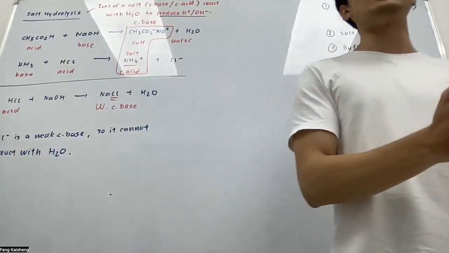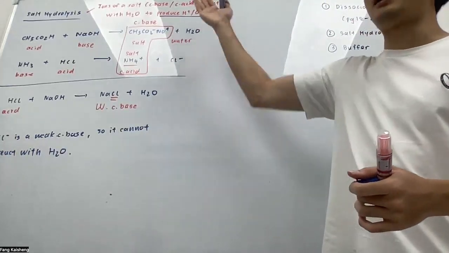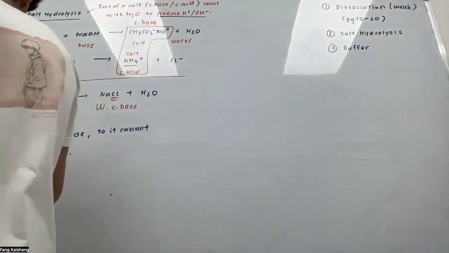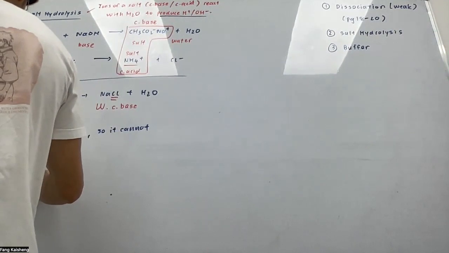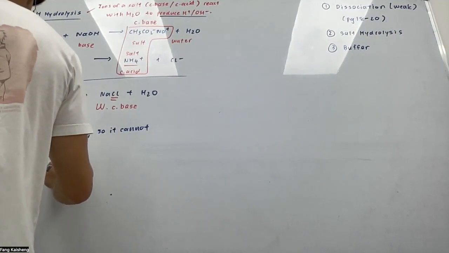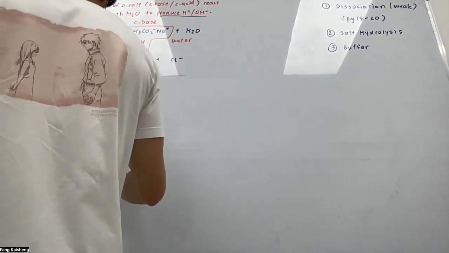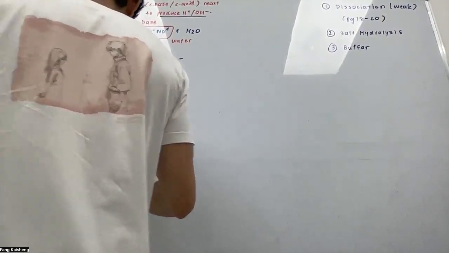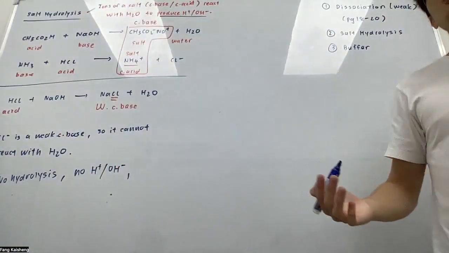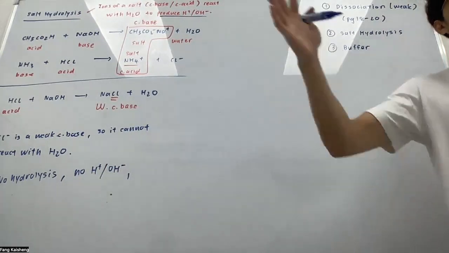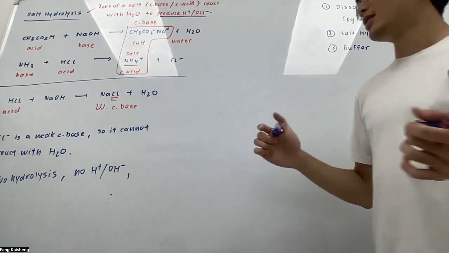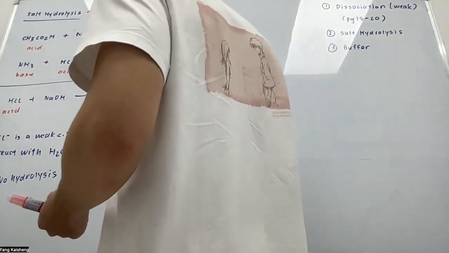Okay, guys, if it doesn't hydrolyze, are you going to produce H plus or OH minus? No. So if there's no hydrolysis, there's no H plus nor OH minus. So guys, if there's no H plus or OH minus, what's the pH, assuming room temperature? That's neutral, right? Okay, so pH is 7.